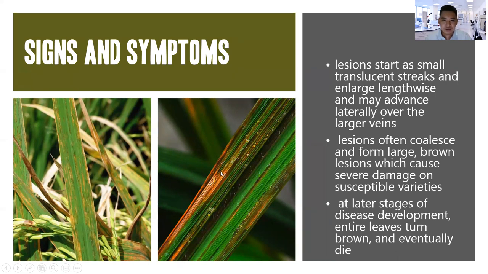Then brown lesions which cause severe damage po dun sa susceptible varieties po natin. Sa later stage po, disease development. So the disease will develop po sa later stage hanggat maging brown po yung entire leaves po natin. And eventually, ito yung cause po ng pagkamatay po ng mga leaf po ng ating rice.